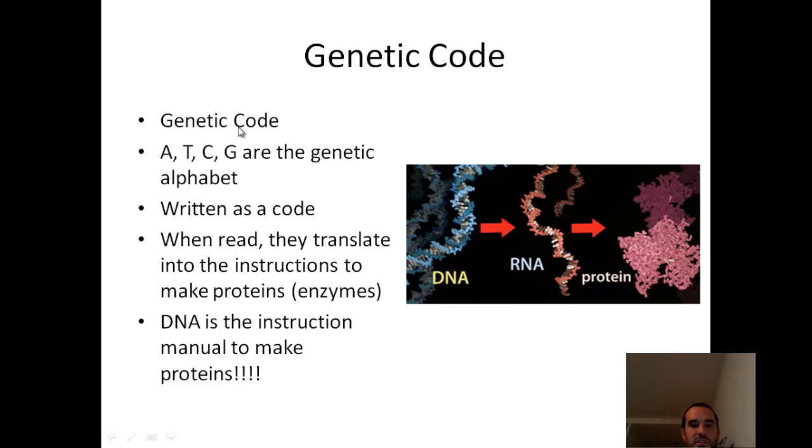So DNA is a coded molecule, and it can be read and rewritten into different forms. A, T, C, and G are the genetic alphabet. They're written as a code, and they can code for proteins. When read, they translate into instructions on how to make proteins or enzymes. So DNA is the instruction manual to make proteins. DNA is like the underlying blueprint of an organism.